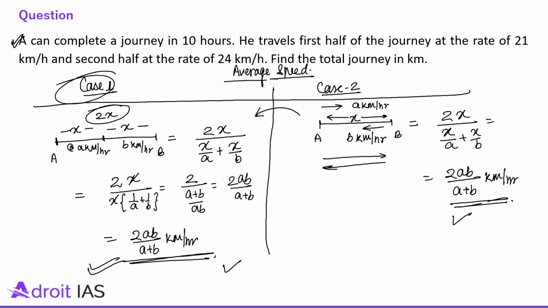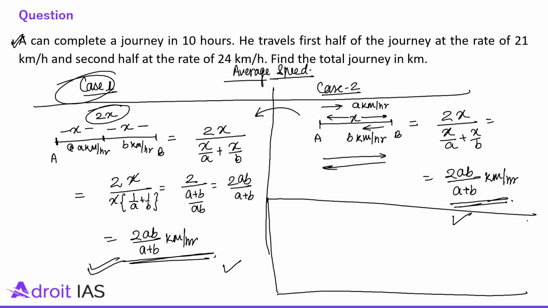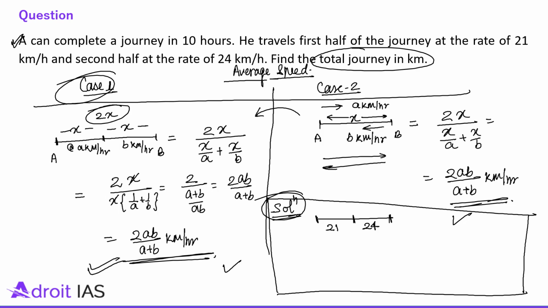So let me solve this question according to case number 1 only. Just check it out. A can complete a journey in 10 hours. He travels the first half of the journey at the rate of 21 kilometers per hour and the second half of the journey at 24 kilometers per hour. See everyone, what they are asking: find the total journey. Total journey means they are asking the distance. Find the total distance.